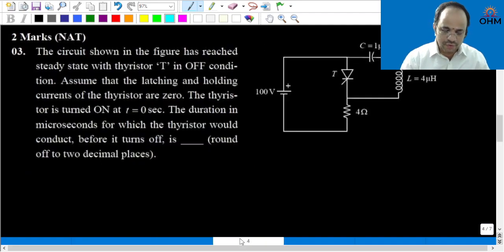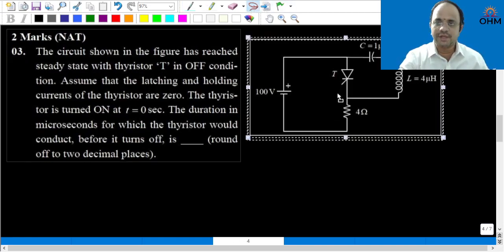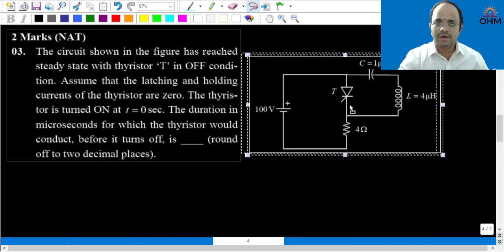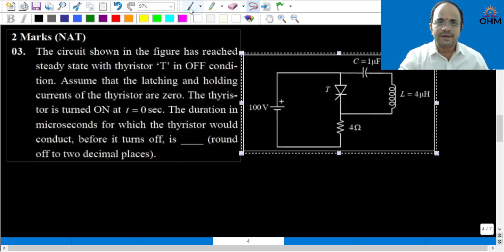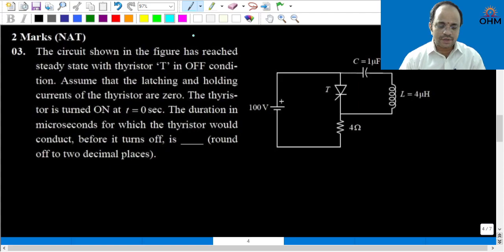Now let us go to another question. This question requires a little bit of analysis. So let us do this analysis one by one. So what is given here? The circuit shown in the figure has reached a steady state with thyristor T in the off condition. When the thyristor T is in the off condition, the circuit is in the steady state.